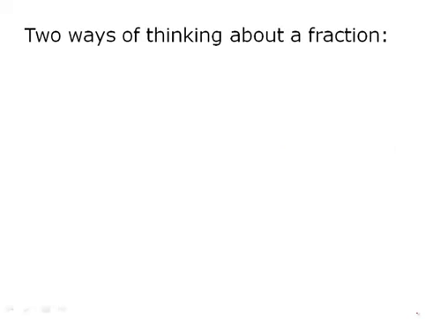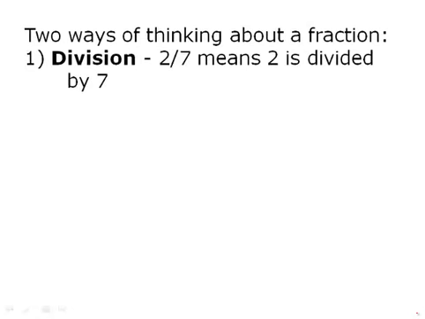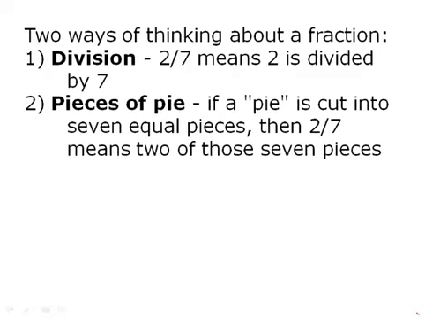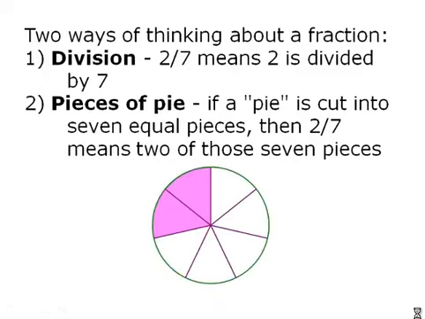Two ways of thinking about a fraction. Well, first of all, we can think of it as division. 2/7 means 2 is divided by 7, so there's an actual arithmetic operation occurring. A completely different way is pieces of pie. If a pie, a hypothetical pie, is cut into 7 equal pieces, then 2/7 means 2 of those 7 pieces. It would mean this much of the circle.